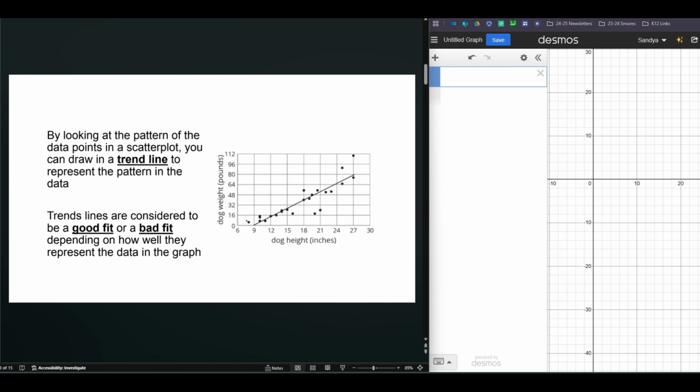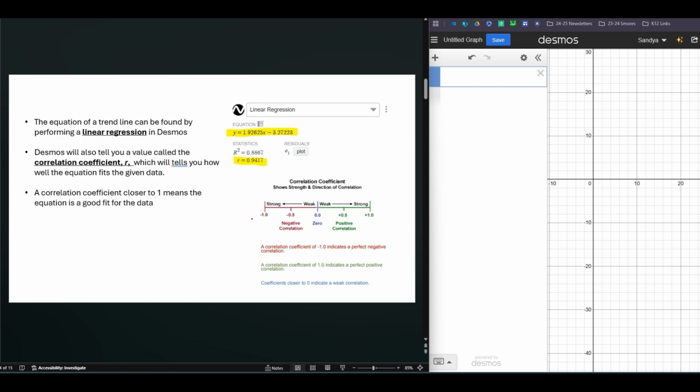Trend lines are considered to be a good fit or a bad fit depending on how well they represent the data in the graph. So, how do you find the equation of a trend line? You can find the equation of a trend line by performing what's called a linear regression in Desmos. Desmos will give you the equation of that trend line. It'll also tell you a value called the correlation coefficient, which is represented by r, and that tells you how well that equation fits the data. If your correlation coefficient is closer to 1, that means your equation will be a good fit for your data.